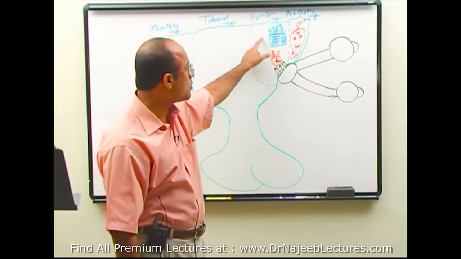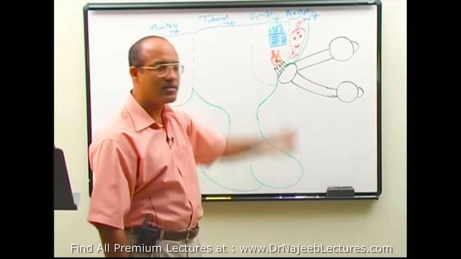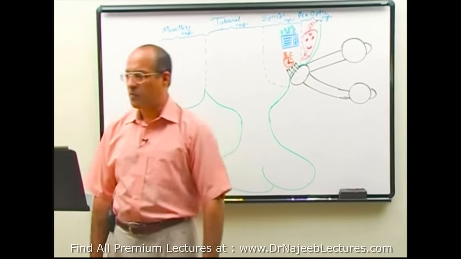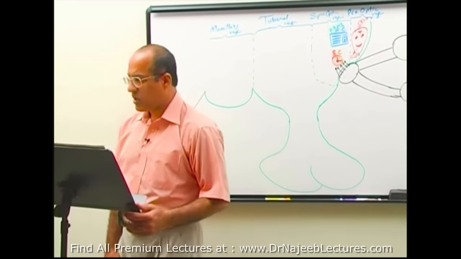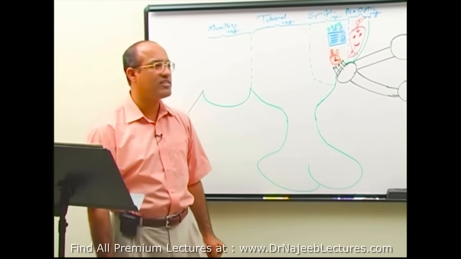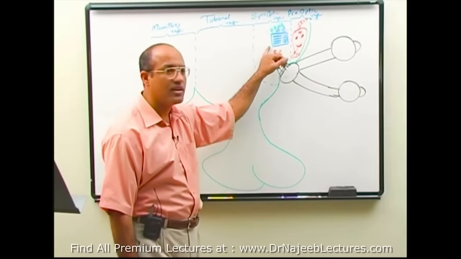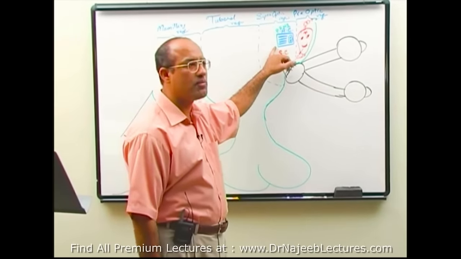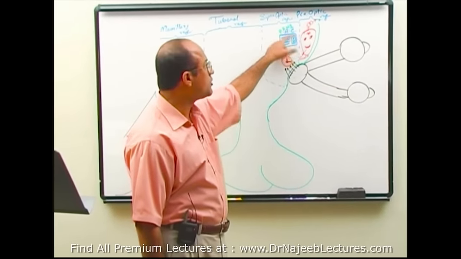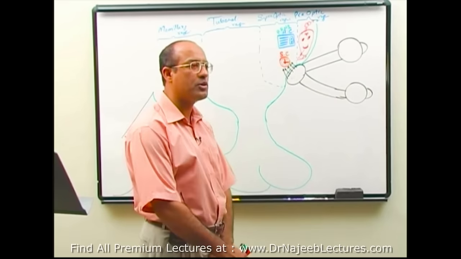Is that right? So what is the name of this nucleus? Anterior hypothalamic nucleus. When the anterior hypothalamic nucleus is damaged, for example, in a person due to some cancer or some blood supply disturbance, when this nucleus is damaged, what will happen to your body?